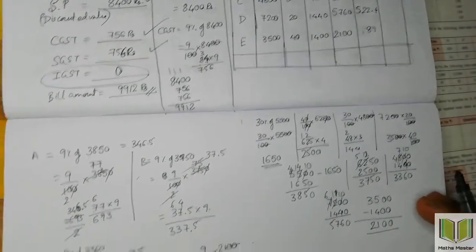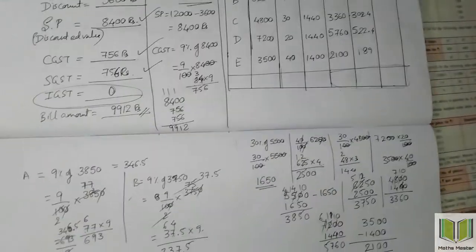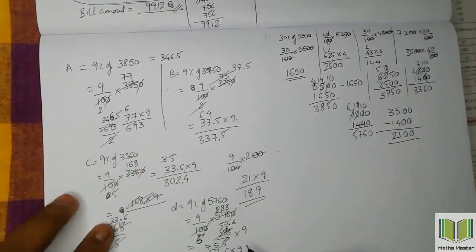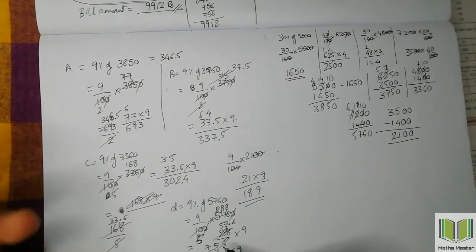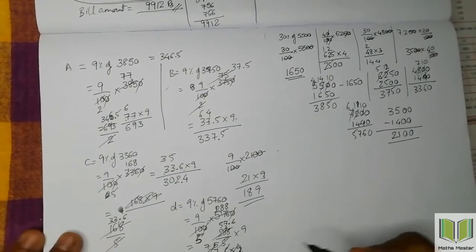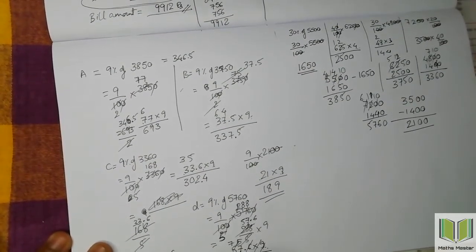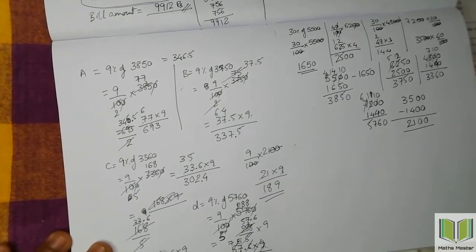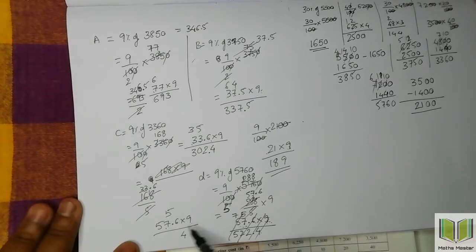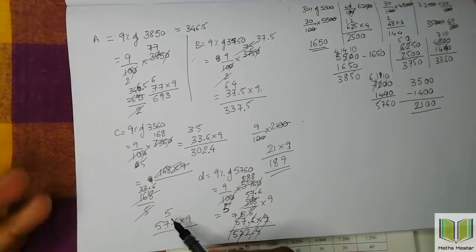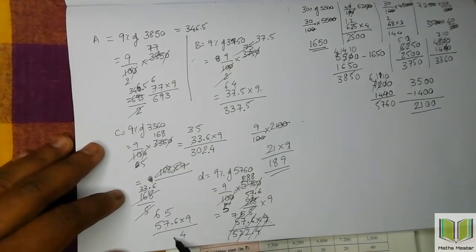Okay, yeah, 9 times 6 is 54, 9 times 7 will be equal to 63, 64, 65, 66, 67, 68. I'm sorry, there is a mistake over here. 57.6 into 9, the previous one. 9 times 6 is 54. 9 times 7 will be equal to 63, 64, 65, 66, 67, 68. I took it wrong in the previous case.